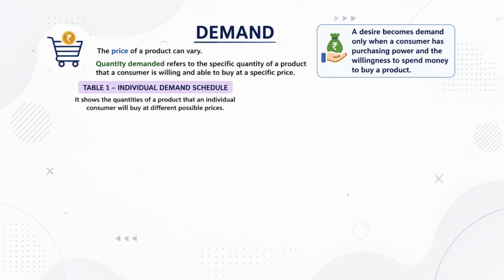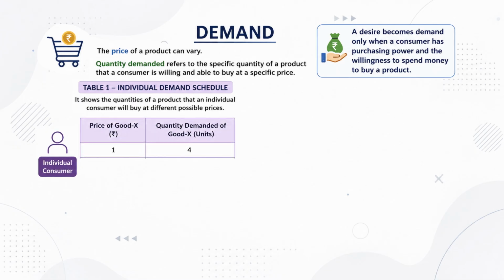Let us look at an individual demand schedule. It shows the quantities of a product that an individual consumer will buy at different possible prices of that product. For example, consider the following table. When the price of good X is 1 rupee, the quantity demanded is 4 units. When the price is 2 rupees, the quantity demanded is 3 units. When the price is 3 rupees, the quantity demanded is 2 units. And when the price is 4 rupees, the quantity demanded is 1 unit.